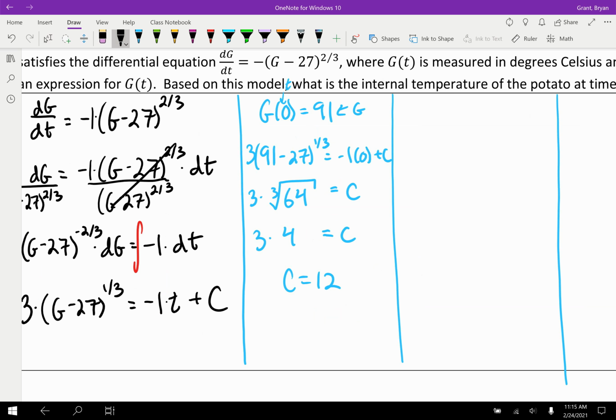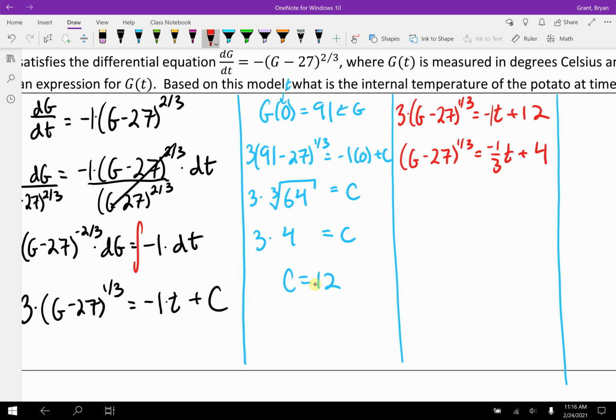All right, what's next? Well, we're going to jump back to our equation, but now we know the value of c. 3 times g minus 27 to the 1/3 power equals negative 1t. That's just negative t, isn't it? We can keep the 1 though. Plus 12. Last part of this is we need to isolate g. First step, divide both sides by 3, right? If we divide by 3, g minus 27 to the 1/3. I'm going to think of multiplying by 1/3. So that gives me negative 1/3 t. And then 1/3 of 12 is 4.